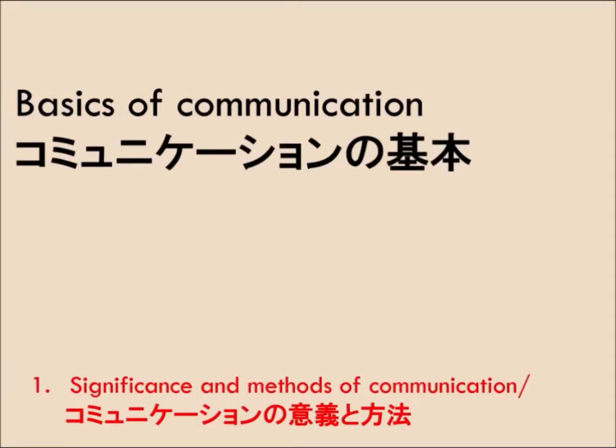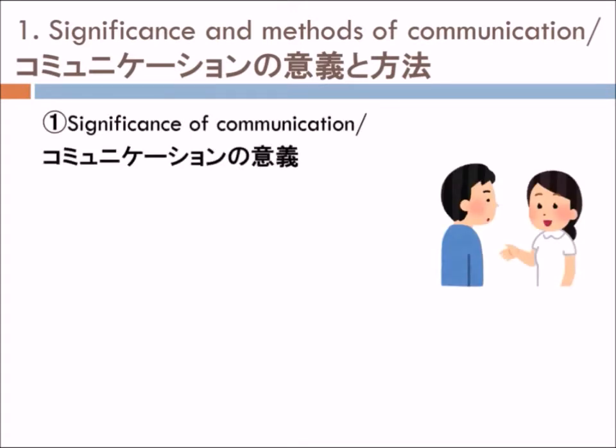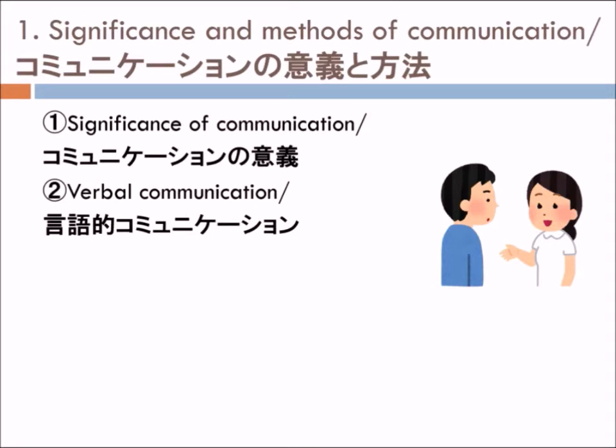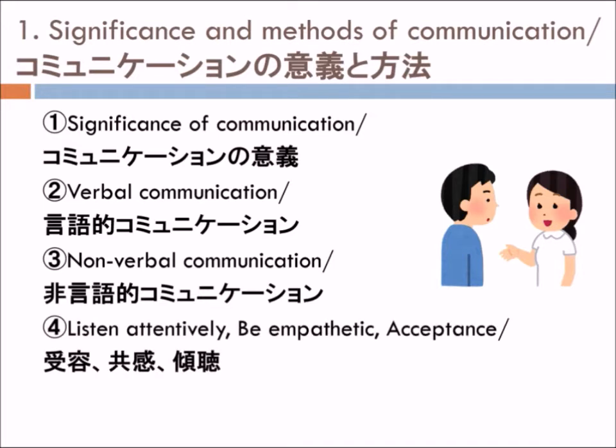First chapter is Basics of Communication. Section 1. Significance and Method of Communication. 1. Significance and Method of Communication. There are 4 topics. 1. Significance of Communication. 2. Verbal Communication. 3. Non-verbal Communication. 4. Listening attentively, be empathetic, acceptance.